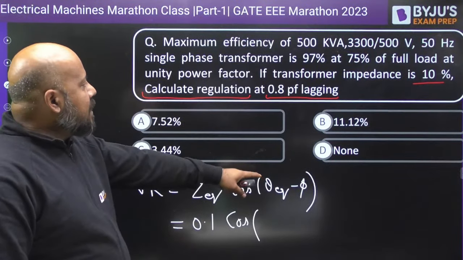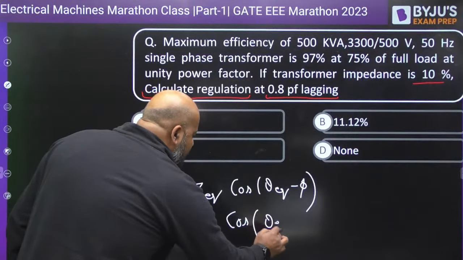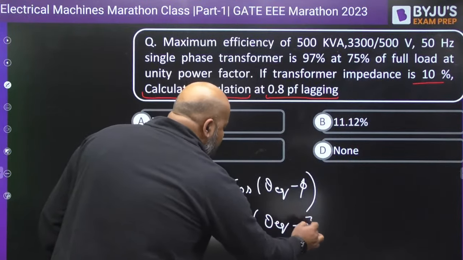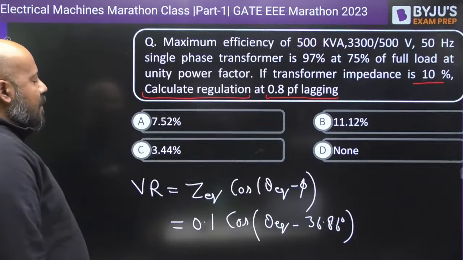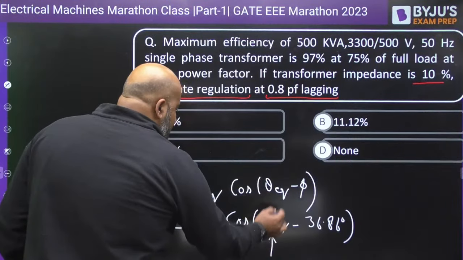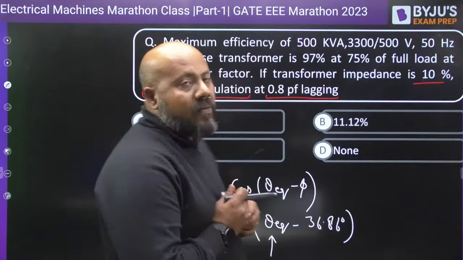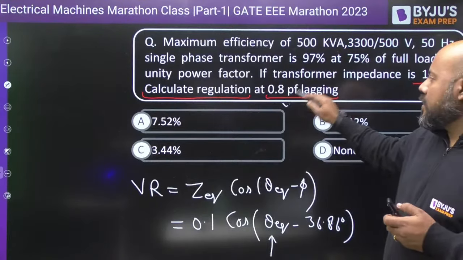What is phi? Phi is given. Yes, phi is given. 0.8 power factor lagging. So this is theta equivalent minus phi, where phi is 36.86, that is the cos inverse 0.8. So anyhow, if you can find theta equivalent, you can find what is the voltage regulation that is asked in the question.